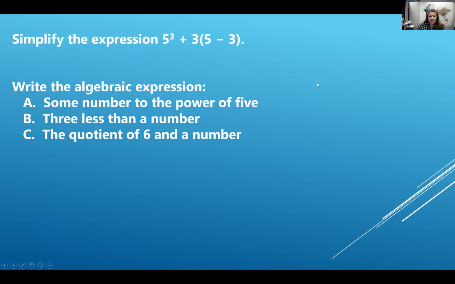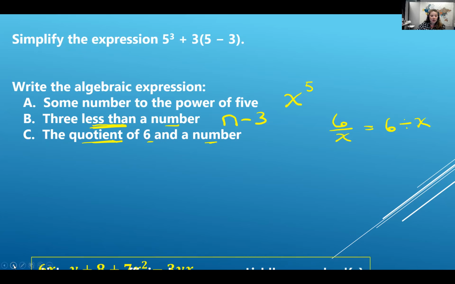All right, let's write an algebraic expression for each of these. Some number to the power of 5. So some number, it doesn't matter what variable you use, to the power of 5. 5 is an exponent. 3 less than a number. Now remember, it's very important: less than is one of those where you flip the order. So we start with our unknown number, like n or x, and then minus 3. If you write 3 minus n for less than, that is not correct. And then quotient means division. And you have to write these in order. So the quotient of 6 and an unknown number, or you could also write it as 6 divided by x or n or w, whatever you want.